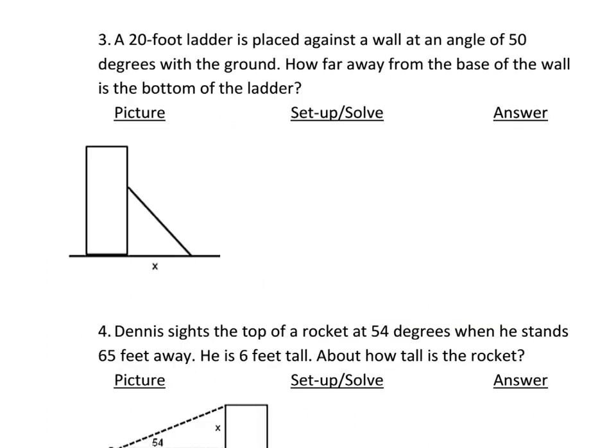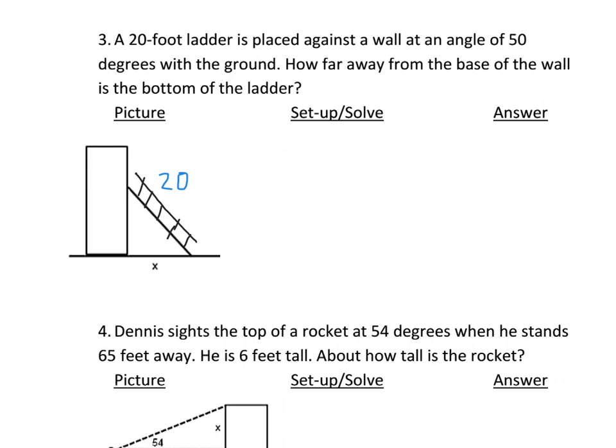A 20-foot ladder is placed against a wall at an angle of 50 degrees with the ground. How far away from the base of the wall is the bottom of the ladder? Well, I think it would help to notice that this is a ladder. So let's make it look like a ladder. Alright, so we have our ladder, which they told us was a 20-foot ladder.